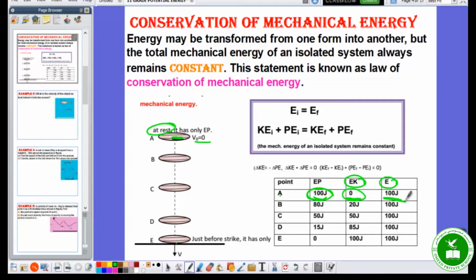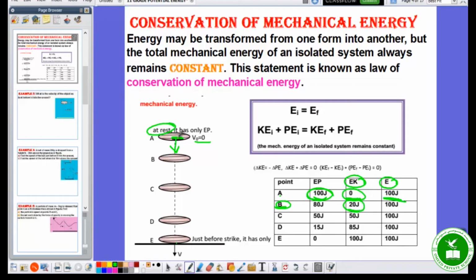Now let's release this object. If you release this object, as it moves downward, its velocity increases. If its velocity increases, kinetic energy increases. Now let's assume at level B, the kinetic energy reaches 20 joules. But what will happen to potential energy?